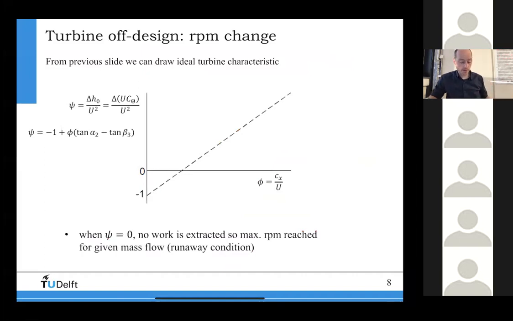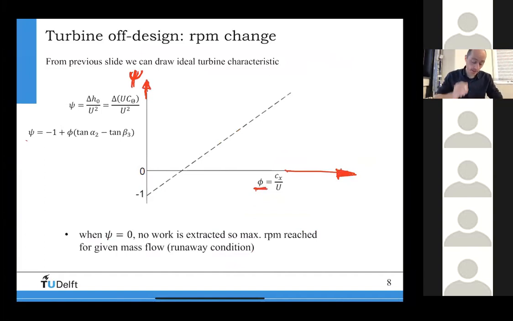Let's say there's no viscosity, and no viscosity basically means there are no boundary layers, there is no flow separation, and so on and so forth. And if I have that, then I can use this equation, and I can put my psi here, which is the loading factor psi, as a function of my flow coefficient phi, right? This is phi here, flow coefficient phi. So I have psi as a function of flow coefficient phi.